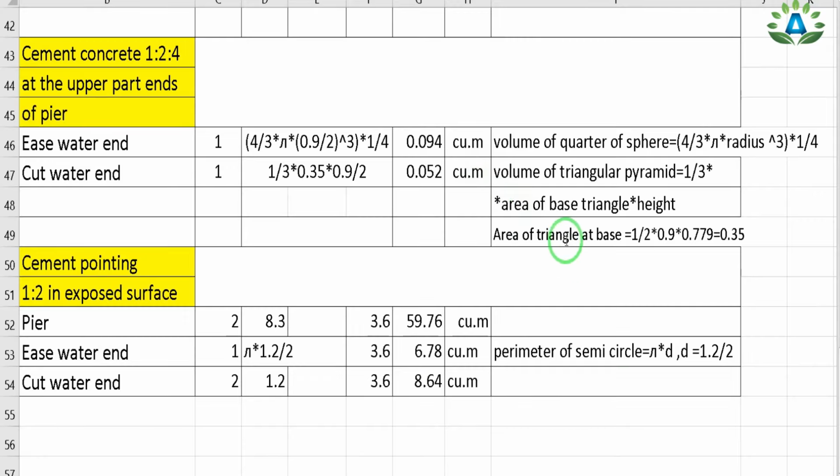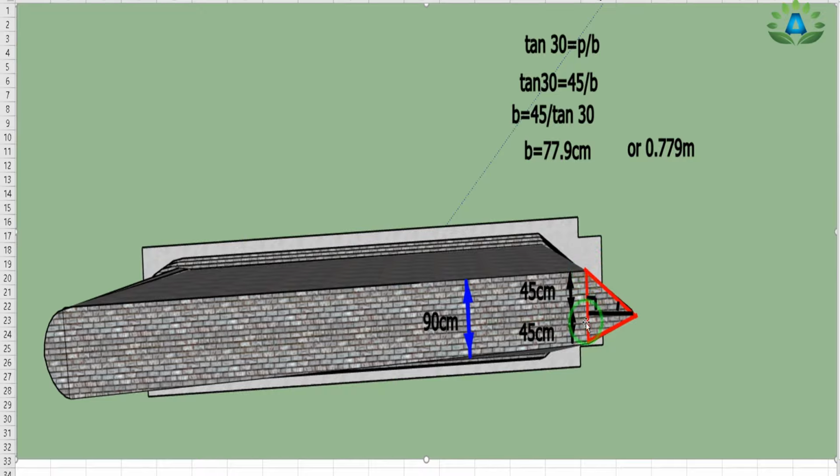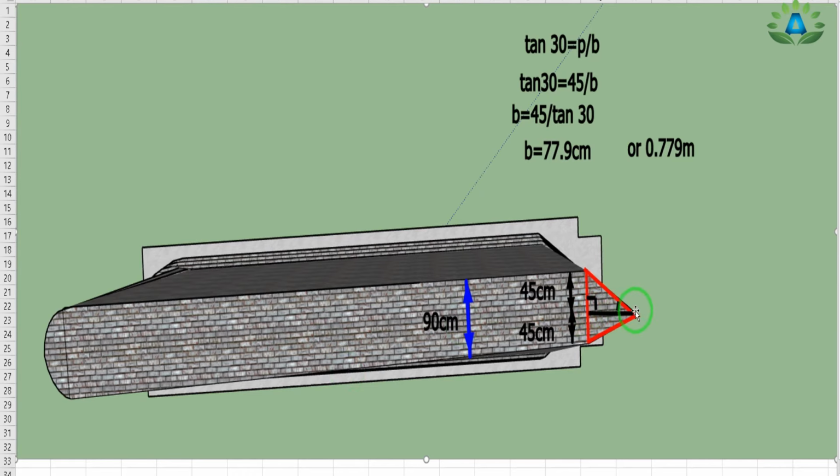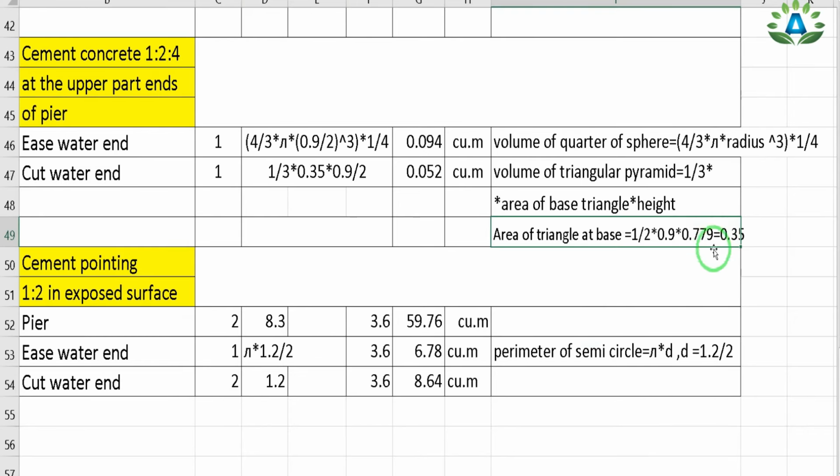Now we can easily use the formula for the area of the triangle. So we have the area of the triangle equals 1/2 base into height, in which our base of the triangle is this total base. So this base equals 90 centimeter or 0.9 meter, and the height of the triangle is this portion, that is 0.779 meter. So height equals 0.779 meter, and we get 0.35 meter.